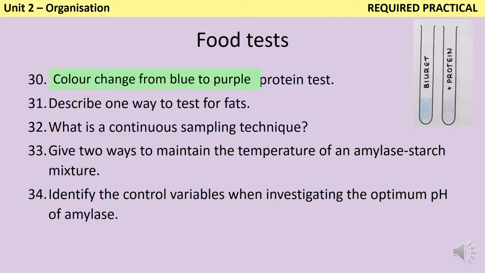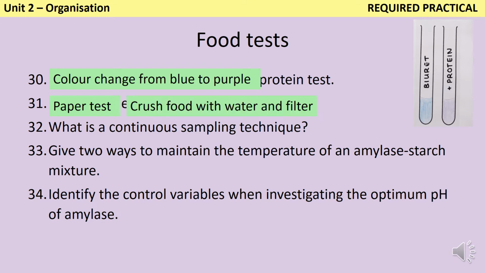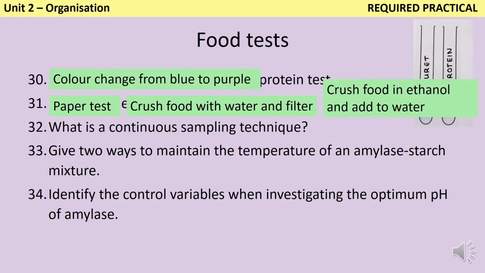There are lots of different ways that you can test for fats, and there isn't actually one named in the specification. But some of the different examples you might have met include the paper test, where you rub a fatty food on a piece of paper and look for a translucent stain around it. But obviously this doesn't work if you have a wet food, like milk for instance. You can also crush the food with water and filter it through and see if this separates out. Or you can crush the food with ethanol and then add water and see whether you get a white emulsion.